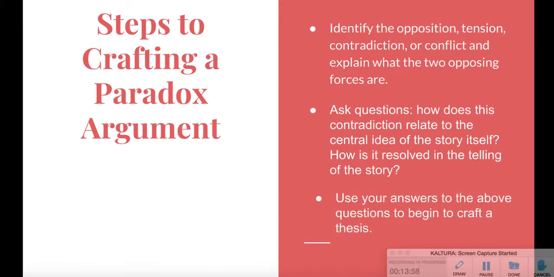Finally, seek the answers to these questions in the text itself. Look closely at the language and how the story is told, identifying patterns and perhaps using other forms of argument such as ubiquity or appearance versus reality. Then use these answers to begin to craft a thesis.